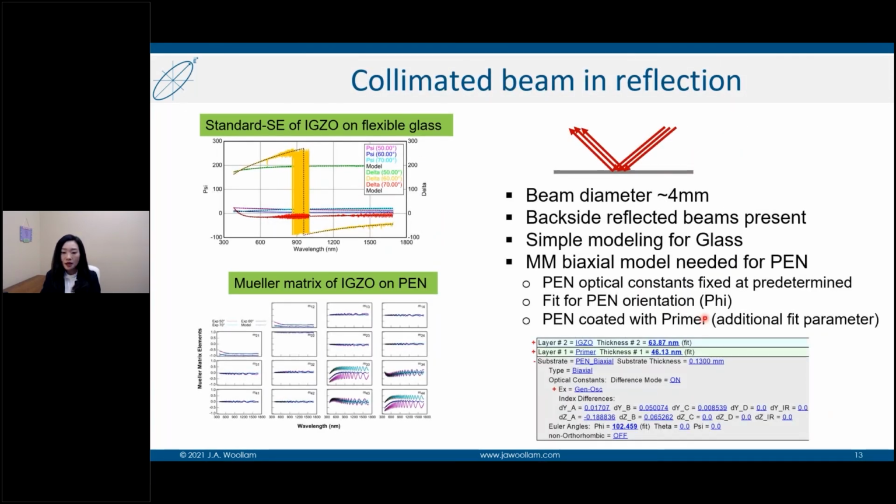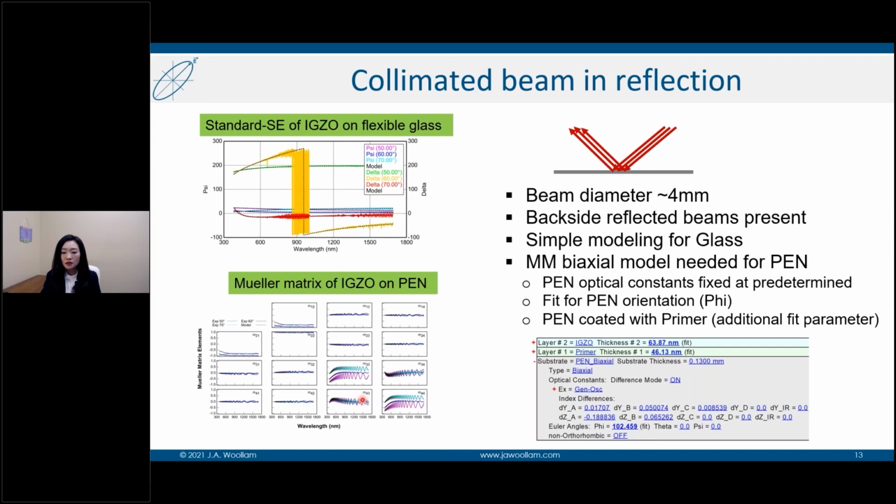But sometimes adding focusing optics may not always be feasible. So if we prefer to use a collimated beam, the glass substrate sample analysis is still straightforward. All we need to worry about is how to take care of the backside reflective beams. In my result, I used the backside correction function in the data analysis software.